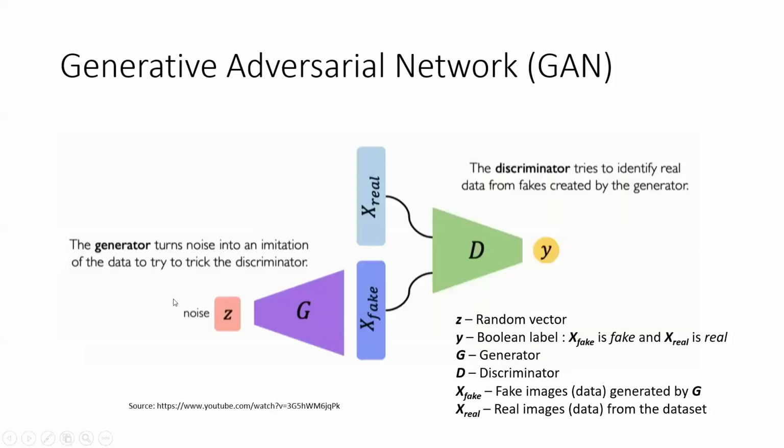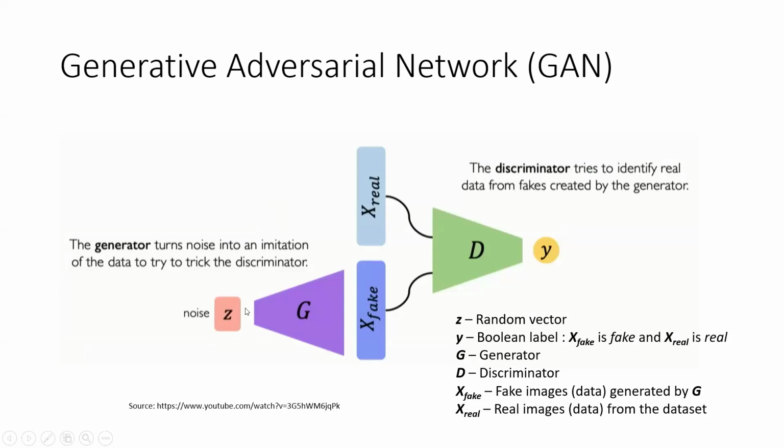So let's draw it in a block diagram. This is the block diagram for a GAN, right? Like the autoencoder, the same kind of notation is used. In here, instead of using a latent space, we are starting with noise, right?